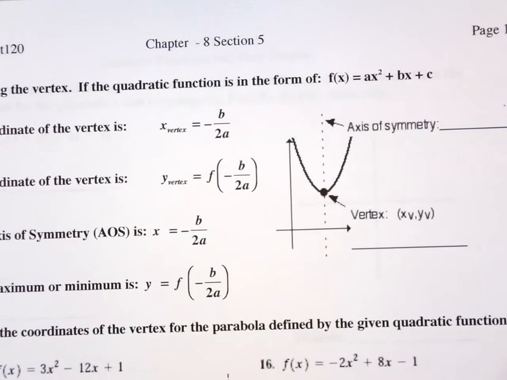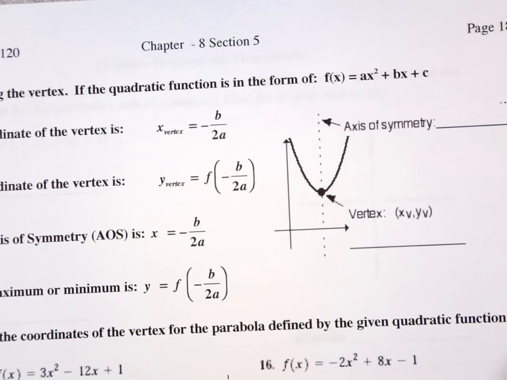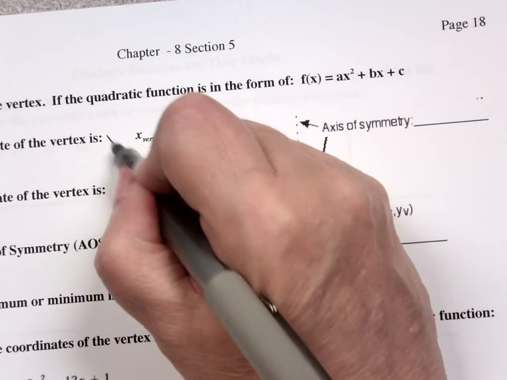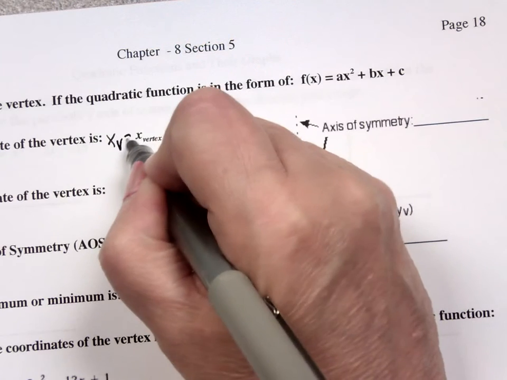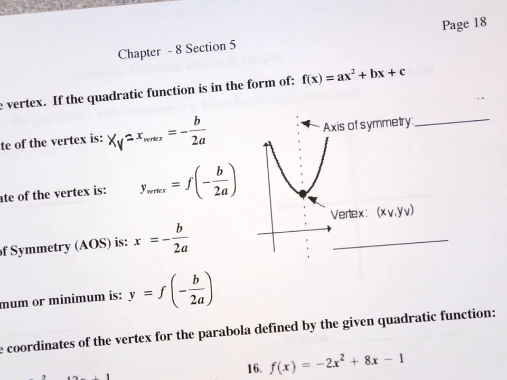If you have something of the form ax squared plus bx plus c, the formula for the vertex, I call it x sub vertex in this case. You'll see me use this notation quite frequently. X sub v for vertex is minus b over 2a. So that means you've got some formulas to remember.